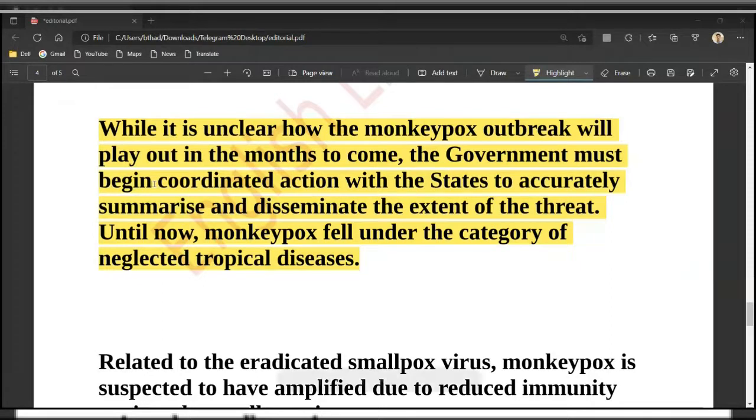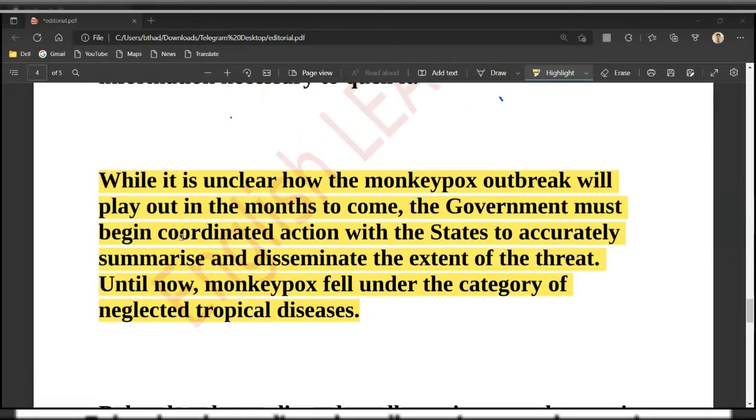Disseminates means to spread. Disseminate. Okay, so the paragraph is saying that it is unclear how the monkeypox outbreak will play out. That means that when we saw the case of COVID, it spread very fast. But in the case of monkeypox, it is the initial phase. It is not spreading very fast, but it can spread very fast in upcoming months. So we are not sure about it.